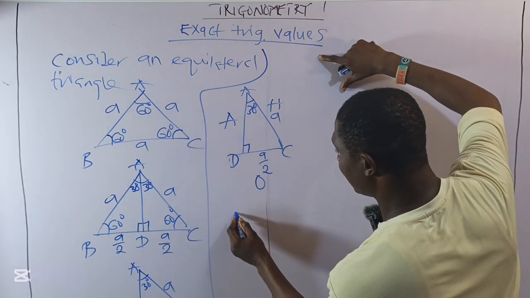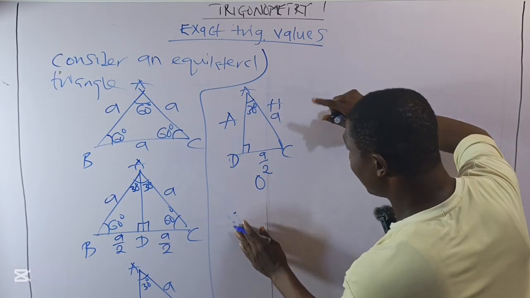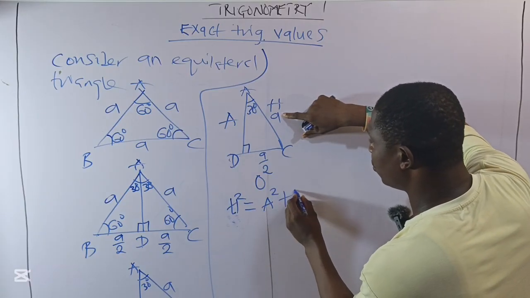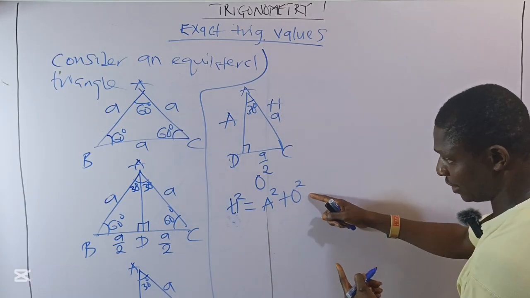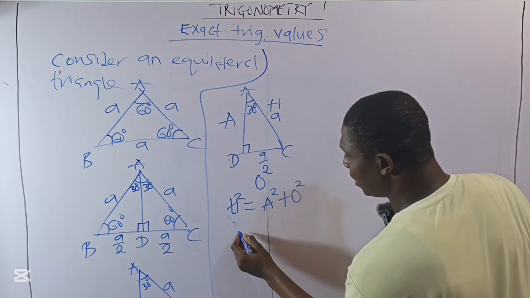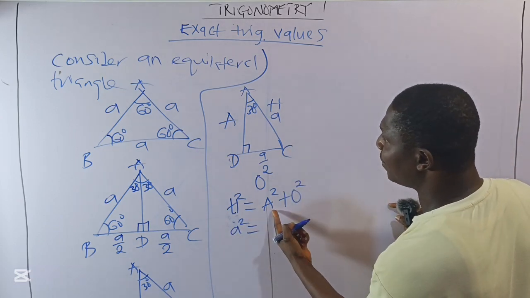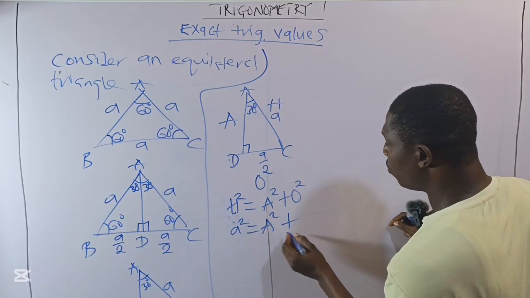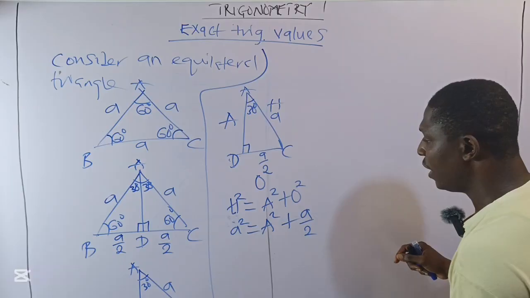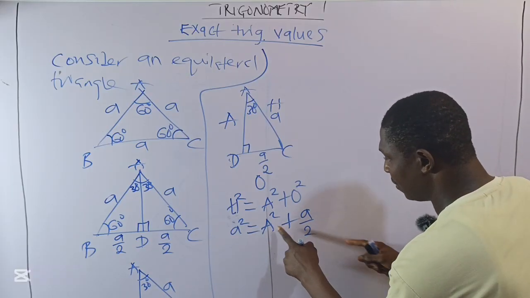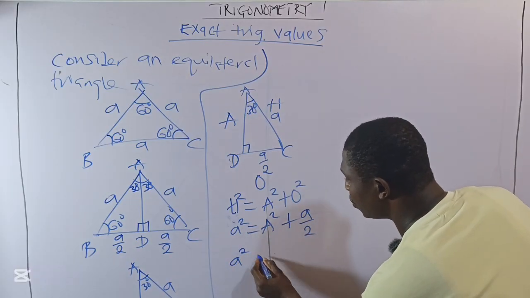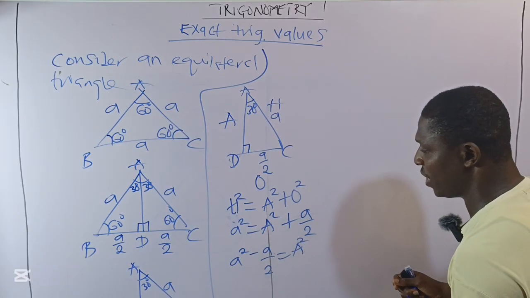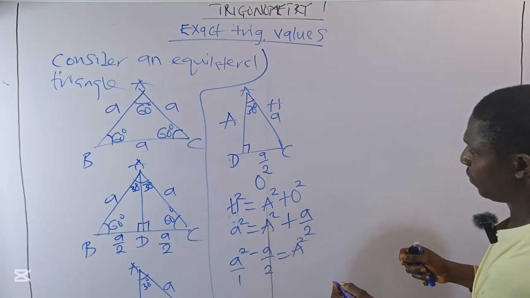So I can say adjacent, which is A. Remember, hypotenuse squared is equal to the sum of the adjacent squared plus the opposite squared, by Pythagoras. Now my hypotenuse is A, so I have A squared equals my capital A, the adjacent side, squared, which is what I'm looking for, plus my opposite, A over 2, squared. Now I'm looking for A, so let me move this to the other side. I'll have A squared minus A over 2 equals adjacent squared. Now this can be over 1.